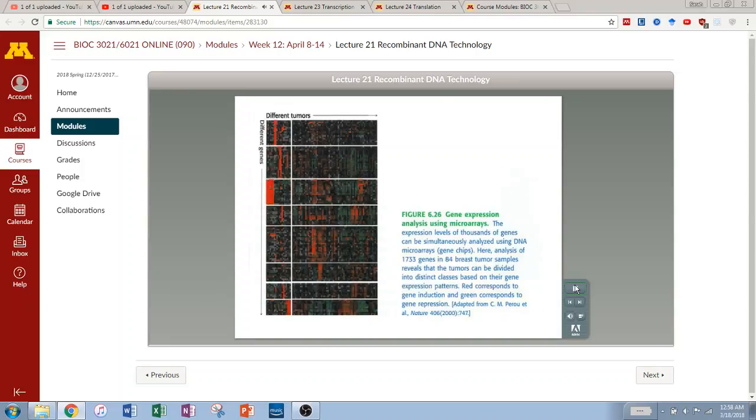DNA microarrays, also called gene chips, can be used to simultaneously analyze hundreds of genes from different sources. Here are 1,733 genes from 84 breast tumors being analyzed simultaneously. The pattern of gene expression for an individual gives clinicians information about the type of tumor and the mode of treatment.